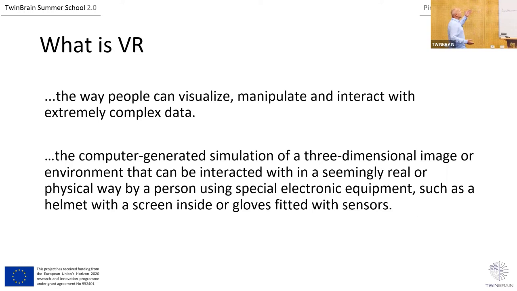You can define virtual reality as the way people can visualize, manipulate, and interact with extremely complex data. This is my favorite. But you can also talk about virtual reality as the computer-generated simulation of a three-dimensional image or environment that can be interacted with in a seemingly real or physical way by a person using special electronic equipment, which you'll see later, such as a helmet with a screen inside or gloves fitted with sensors.